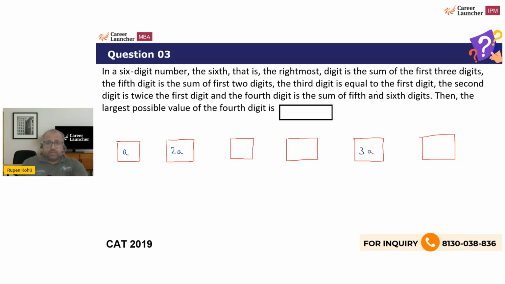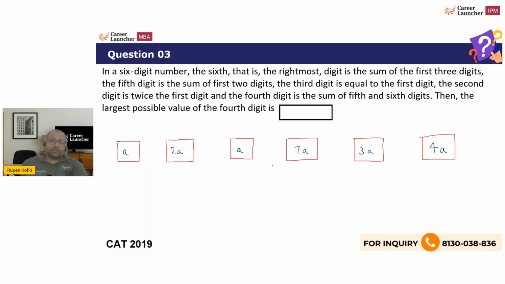The third is equal to the first. Very nice, this one. So the third is equal to the first digit, so this is also A. That brings me to the first condition, that the sixth digit is the sum of the first three. So the first three add up to 4A: A, 2A, and A. 4A is the sixth digit. Only one is left, the fourth digit, which is the sum of the fifth and the sixth. 3A and 4A is 7A. So in terms of a single variable A, I have defined the digits.